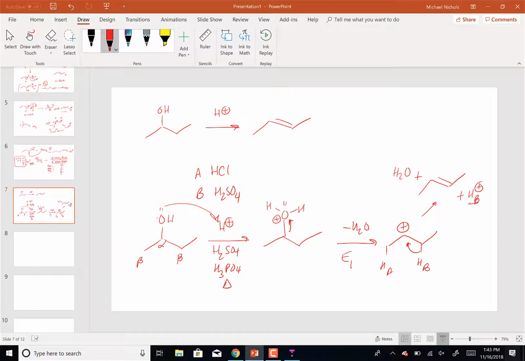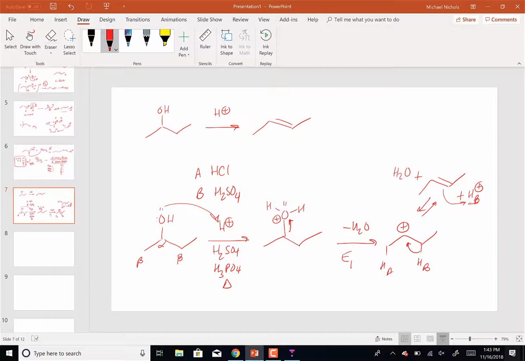And so now what happens? What happens is the alkene adds an H plus to one of those two carbons. And when it does, the other carbon becomes a carbocation. So there's a reverse reaction.